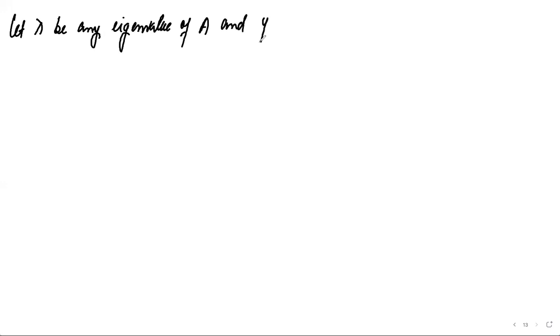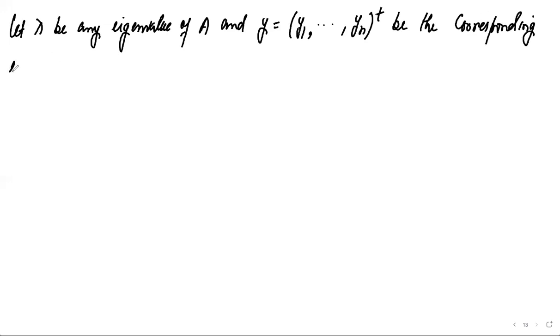Now, let lambda be any eigenvalue of A, and y equal to y1, so on, yn transpose be the corresponding eigenvector. Then we have Ay is equal to lambda y.